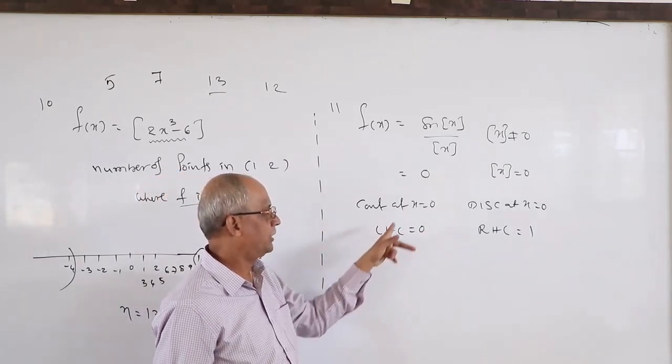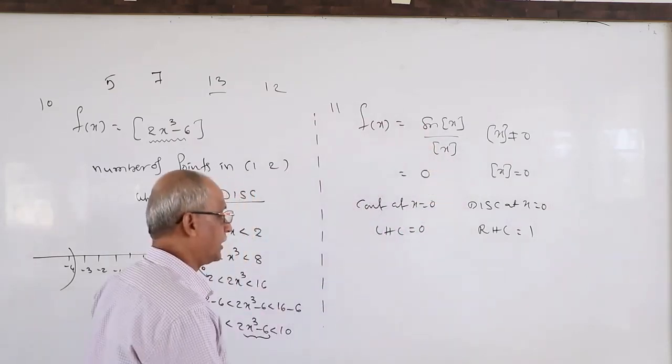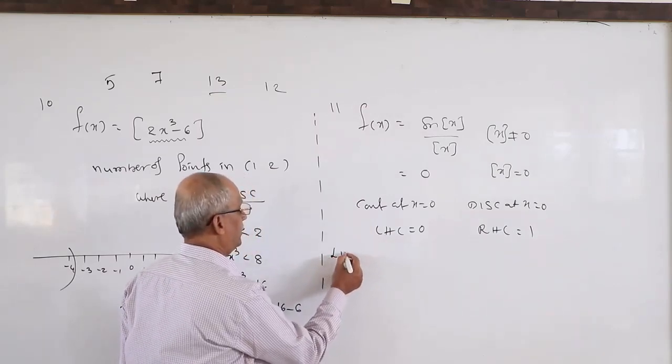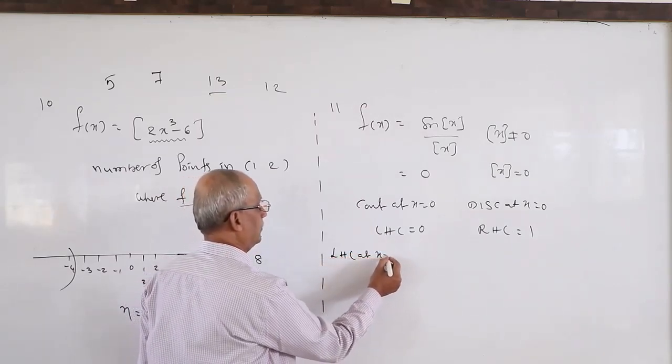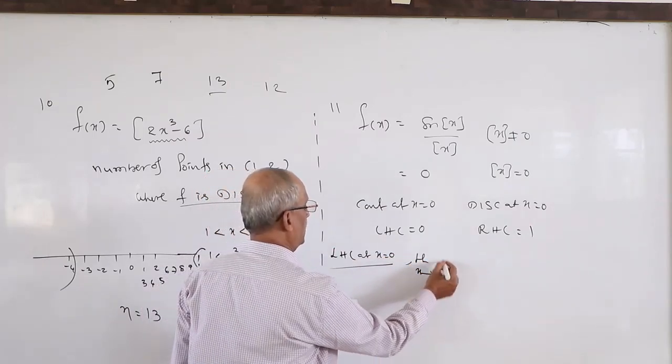In any case, because he is discussing only at the origin, we go for the left limit and right limit. Okay? Left hand limit at 0 means the limit of f(x) as x tends to 0 minus.